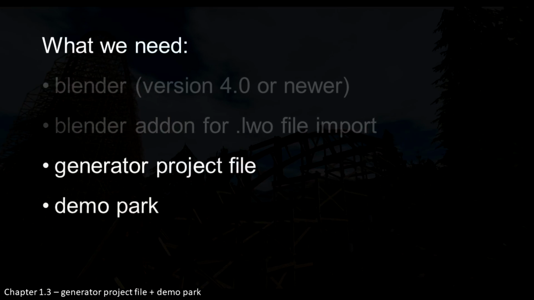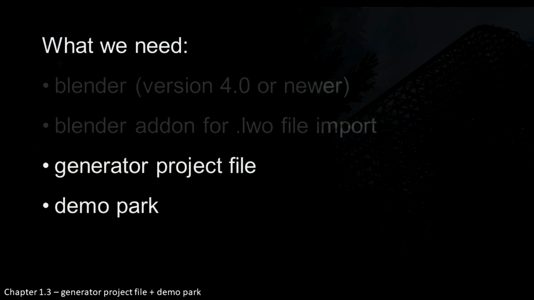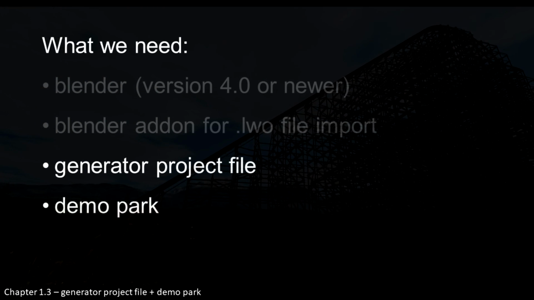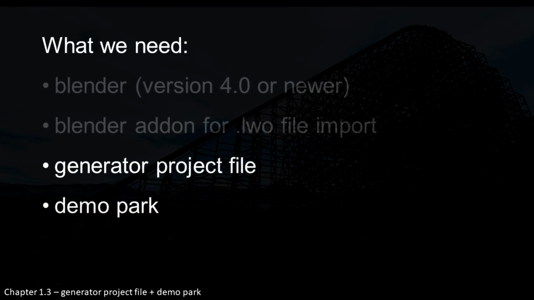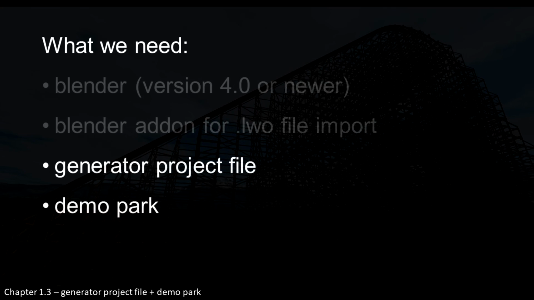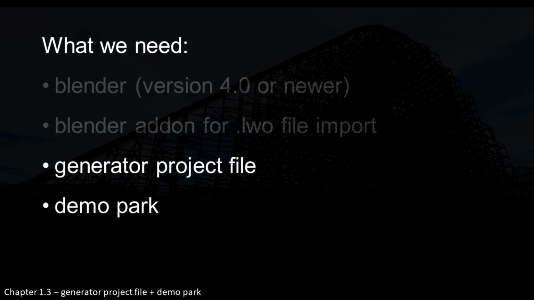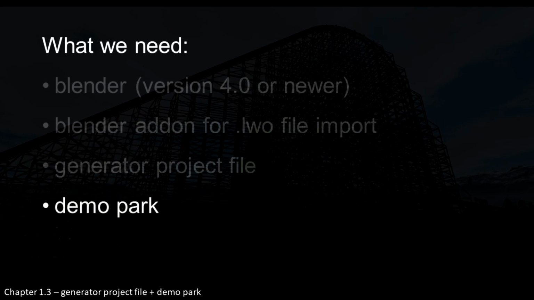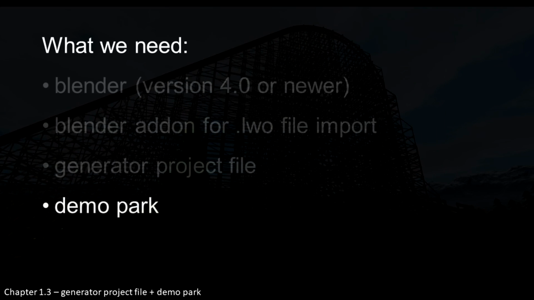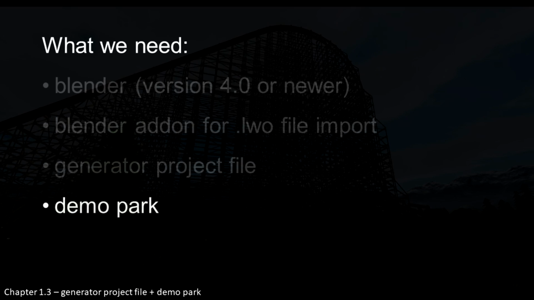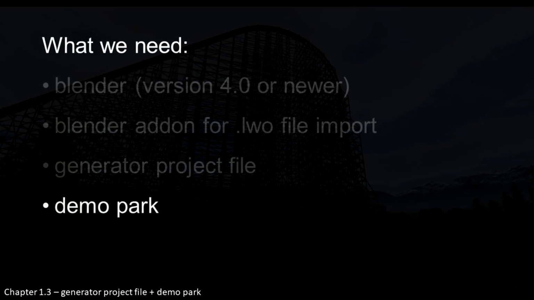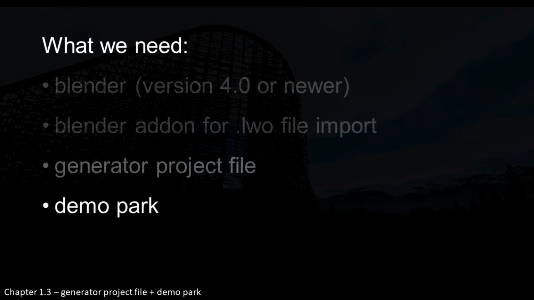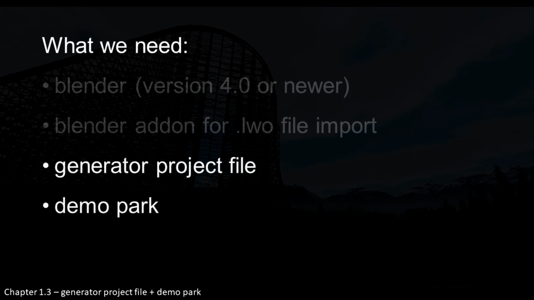You can get the generator project file and the demo park via the corresponding link in the video description. The link leads you to a folder that contains a .blend and a .NL2 package file. The blend file contains the generator. The NL2 package file is the demo park that contains the coaster, as well as all the other necessary files to get the generated supports and catwalks into your own NL2 parks. Download both files.